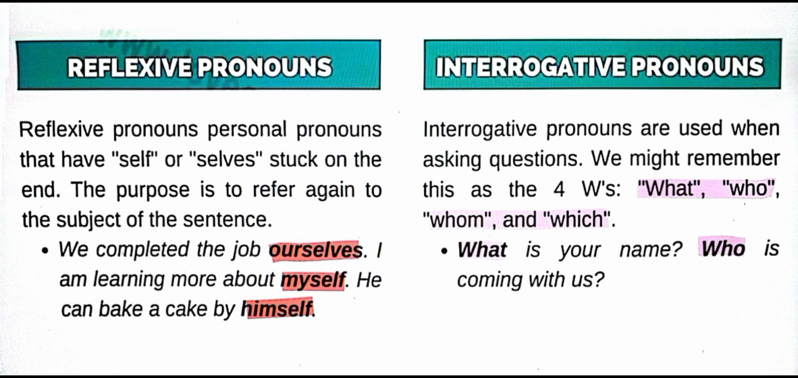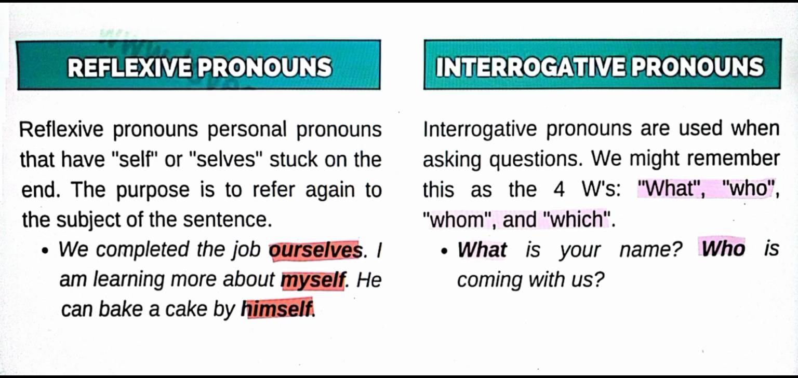We have reflexive pronouns. Reflexive pronouns are the pronouns that refer back to the subject of the sentence. There is a trick to remember them. When we add self or selves to the end of the personal pronouns, they become reflexive pronouns. For example, ourselves, myself, himself, yourself. So these are the tricks to memorize them. We can say the real purpose of using them is to reflect back to the subject. Let's understand through examples. "We completed the job ourselves."